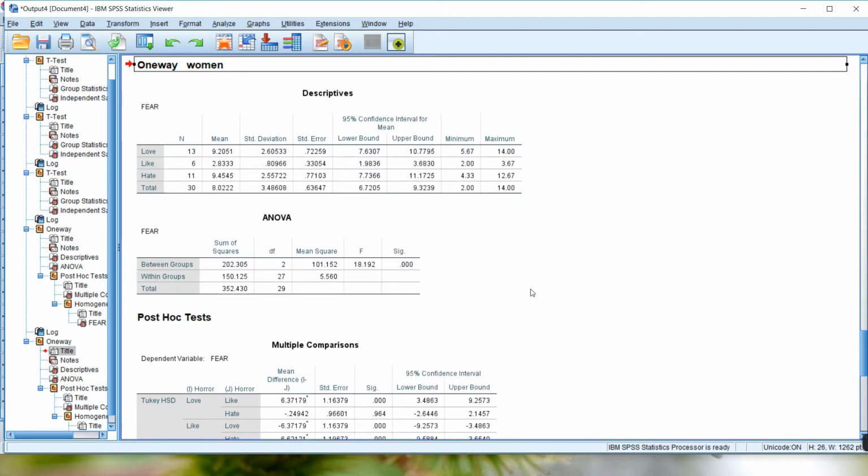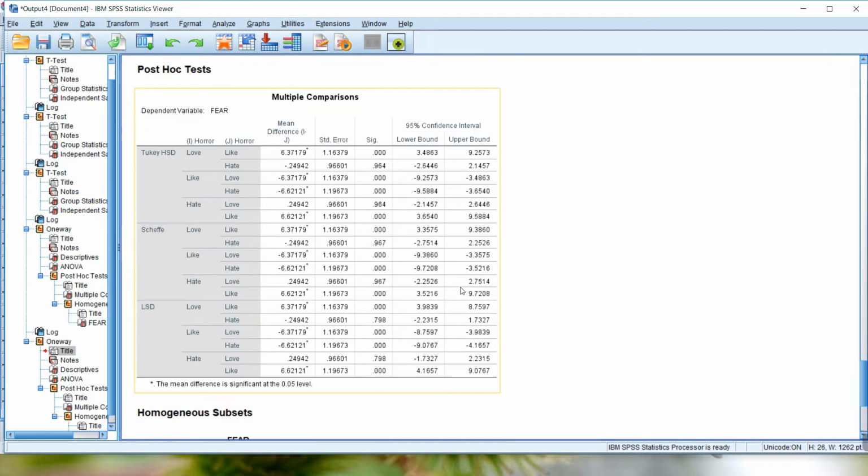And what have we learned? Well, here are their means. Looks very similar actually to what we were seeing for the men. If we look at the ANOVA, we've run again a one-way independent, 2 and 27 degrees of freedom. Here's our F value, 18.19, our SIG value. So this ANOVA is also significant, P less than 0.05. All right, so we're going to look at the post hoc test.